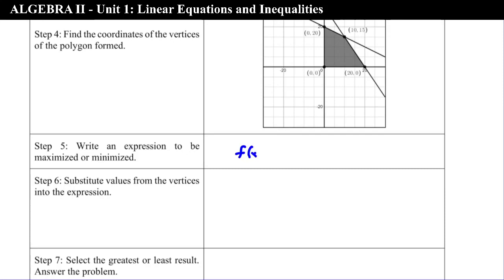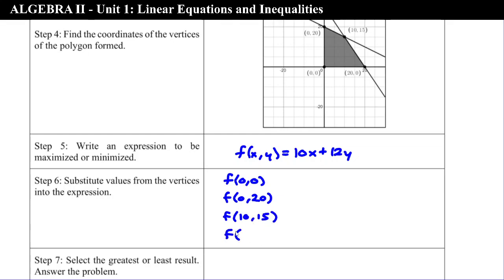So we have f of x, y is equal to 10x, because we make $10 per racing skate, plus 12y, because we make $12 per figure skate. So 10x plus 12y. All right, well, you've got the corner points shown there in that graph above. And so we're just going to plug those into our objective function. So we have f of 0, 0. We have f of 0, 20. We have f of 10, 15. And we have f of 20, 0, I should say.